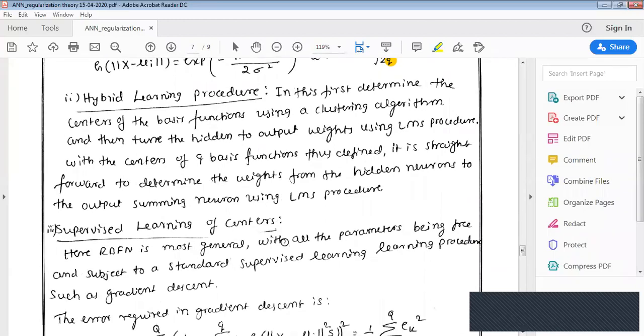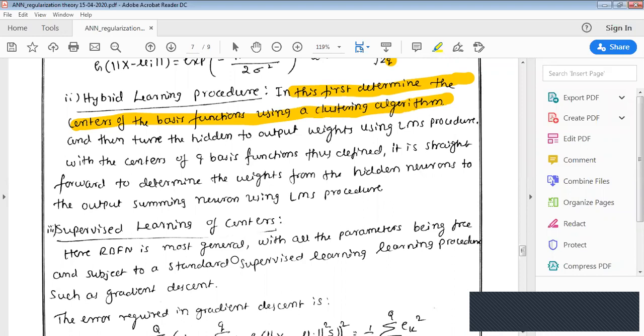Now let us look into the hybrid learning procedure. In the hybrid learning procedure, first determine the centers of the basis functions using the clustering algorithm. So this clustering algorithm will divide the entire data set into different number of clusters. In each cluster, a center is chosen.